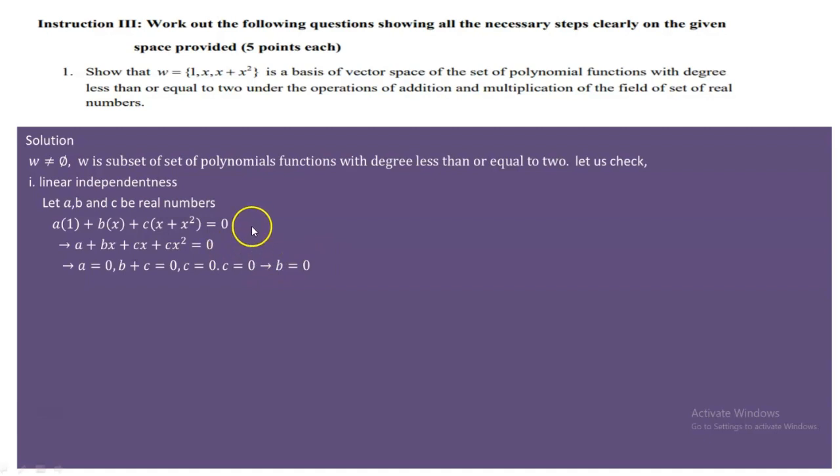So as you see, this happens if and only if a is 0, b is 0, as well as c is 0. This shows you that this set is made of linearly independent functions, and because of this we can understand that W is a set of linearly independent elements. But this by itself is not enough. We have to show again the spanning condition of this set.